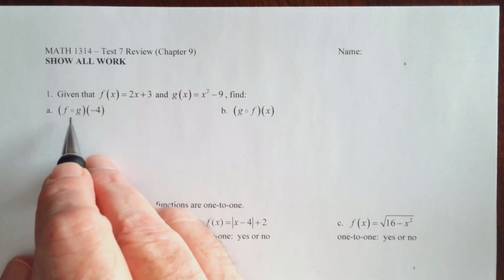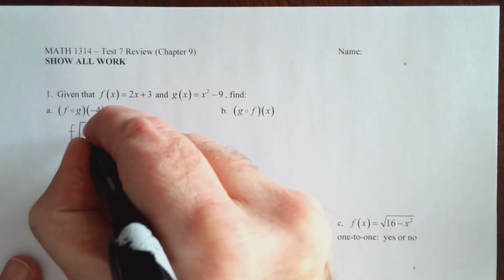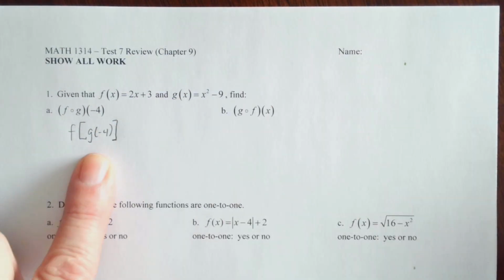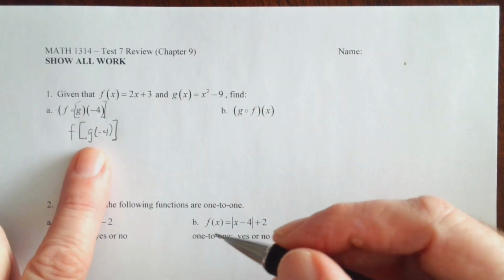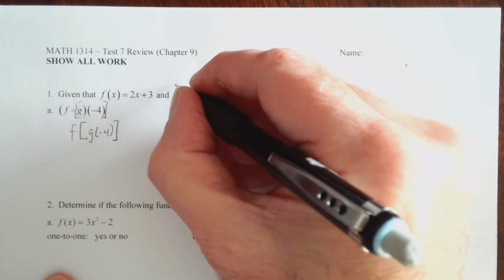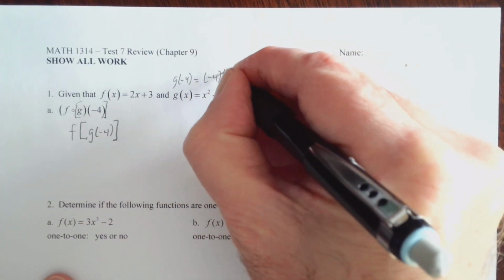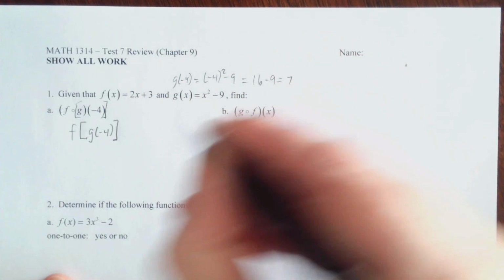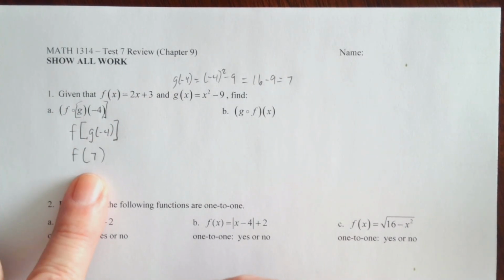This is read f of g of -4, which means f of g of -4. Sometimes I'll just do this. So the first thing we want to do is plug -4 into the g function and see what our output is. If we plug in -4 here, we're going to get 16 minus 9, which is 7. So this becomes f of 7, because g of -4 is equal to 7.